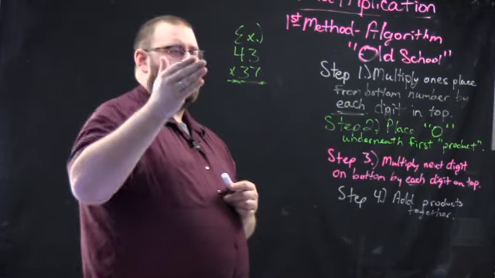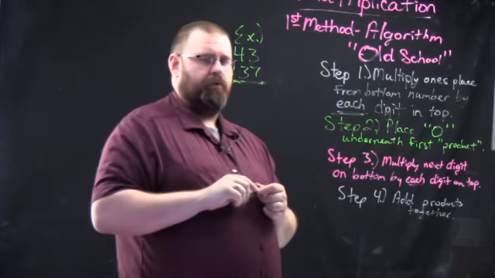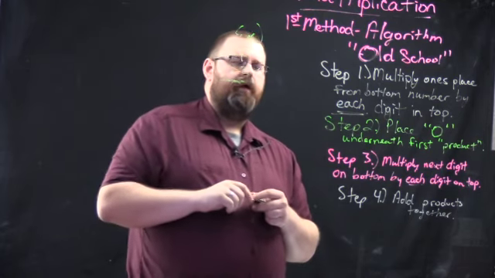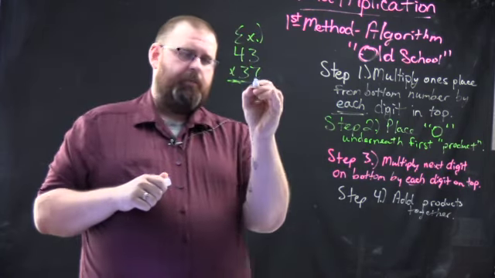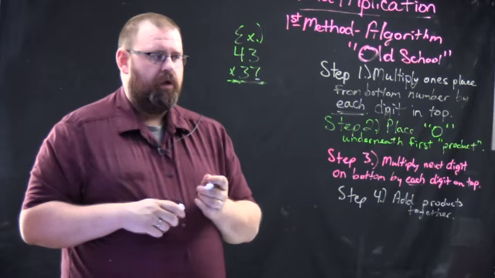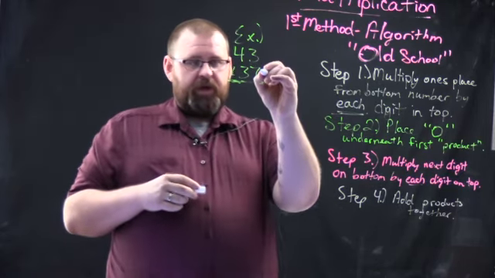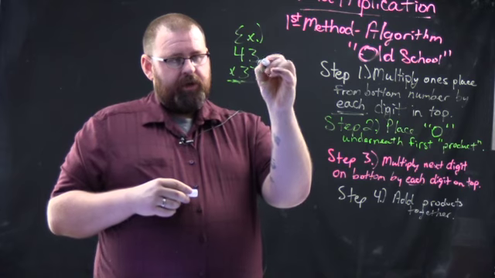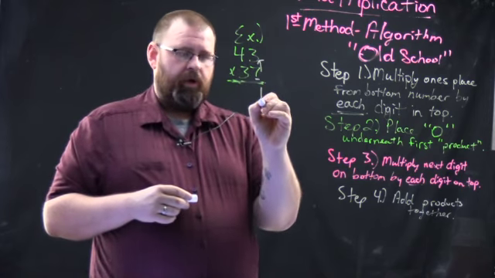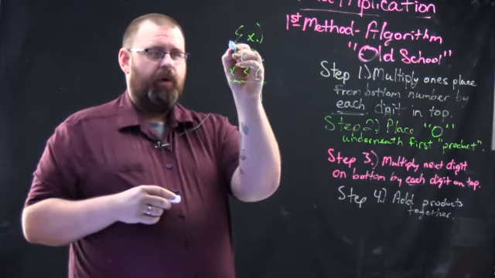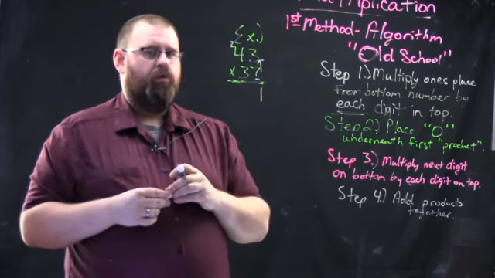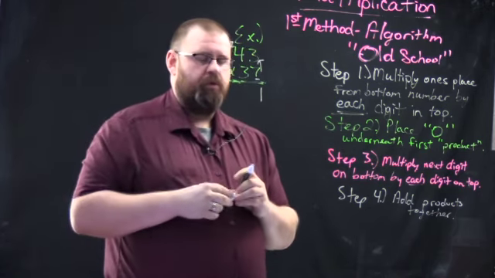So we have 43 times 37. To use the standard algorithm, we're going to multiply the ones place from the bottom number, which in this case is 7, by each digit in the top. So we're going to do 7 times 3, which is 21. We put the 1 there, and then we put the 2 up here, because that's a 20, we need to put that in the tens place here.